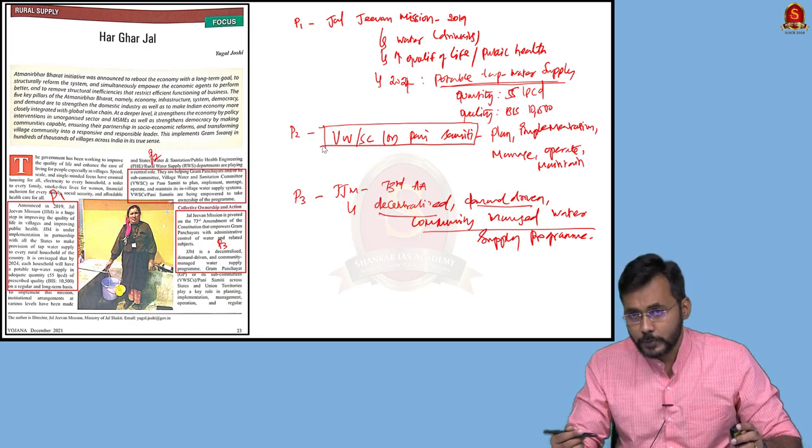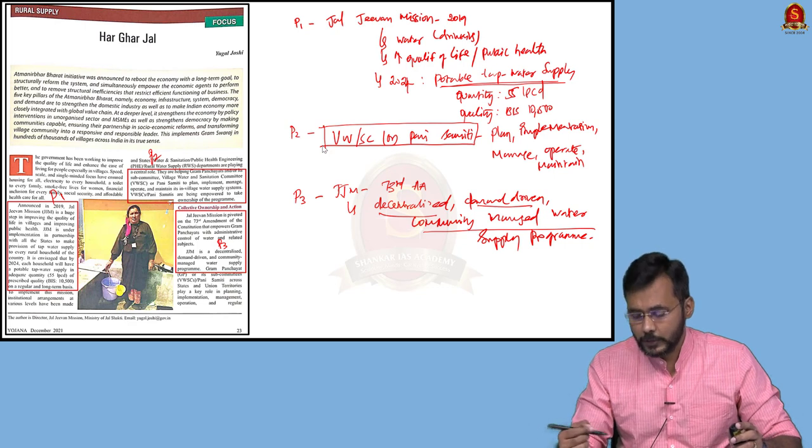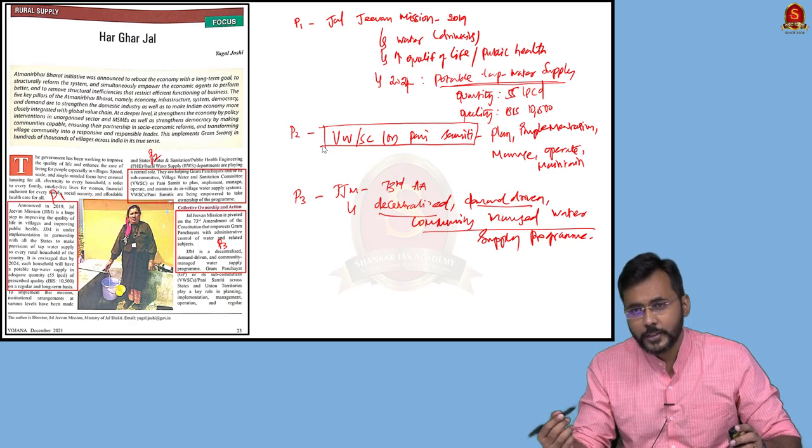So this is the most important thing. If you want to put it in one term, we call it inclusive growth. Right now Jal Jeevan Mission is one such example of inclusive growth.